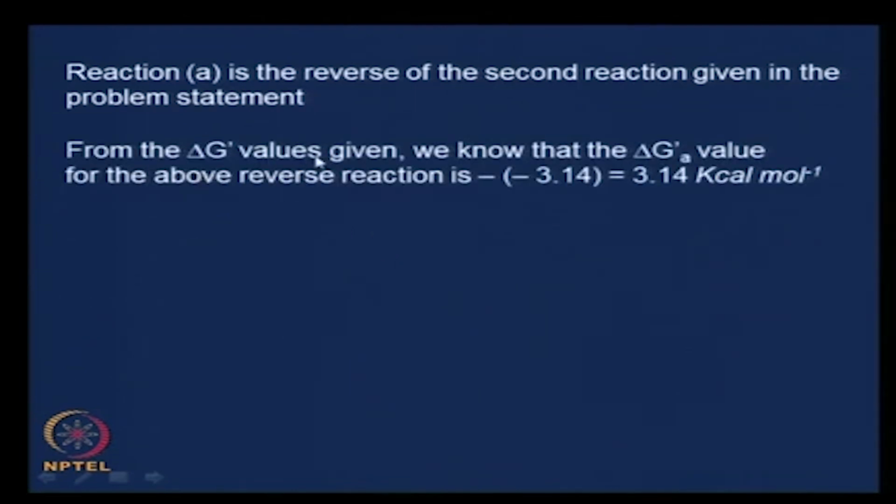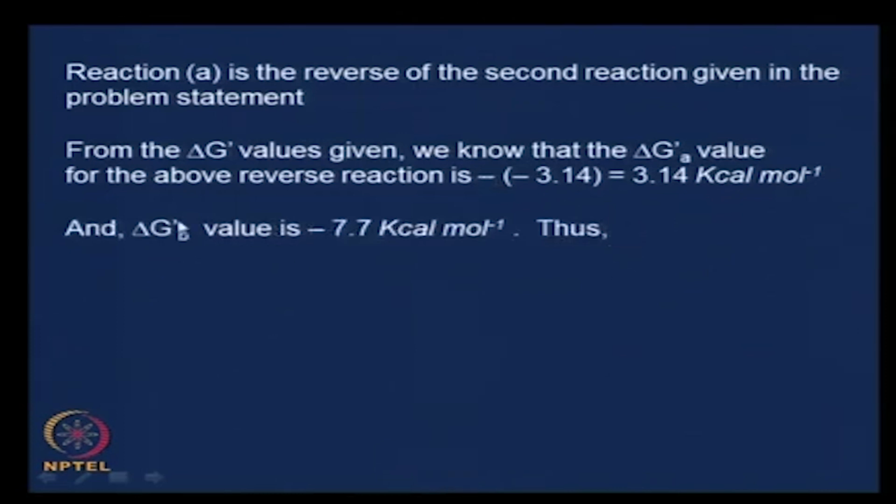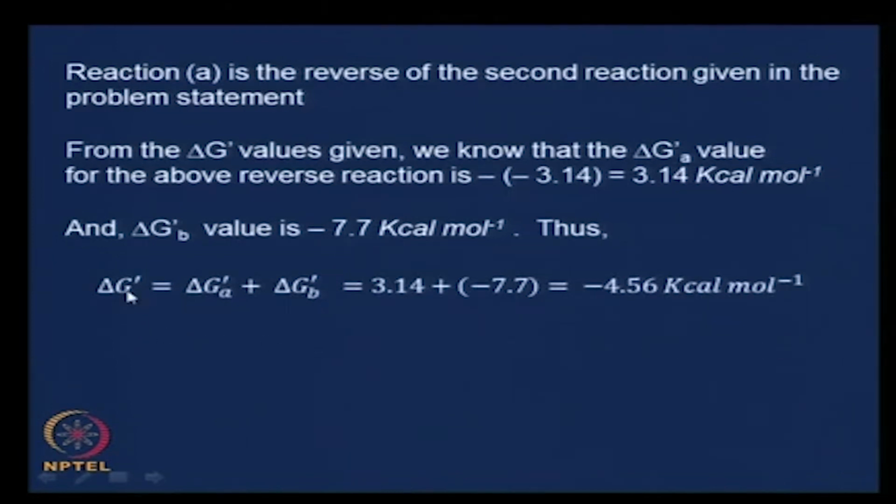So, from the delta G dash values that were given, we know that delta G dash A value for the above reaction is minus of minus 3.14, which is plus 3.14 kilocalories per mole. It is the reverse, therefore, we put in a minus there, and delta G B dash value was minus 7.7 kilocalories per mole. Therefore, delta G dash of the reaction that we are looking for, which is the ATP catalyzed phosphorylation of glucose, and we have already established that as being equal to delta G A dash plus delta G B dash, and just adding these two together we get minus 4.56 kilocalories per mole.